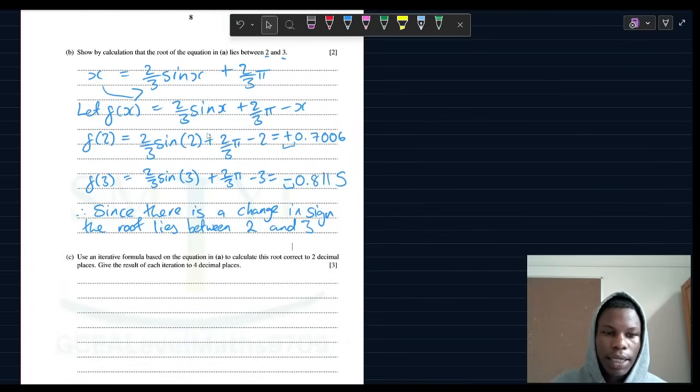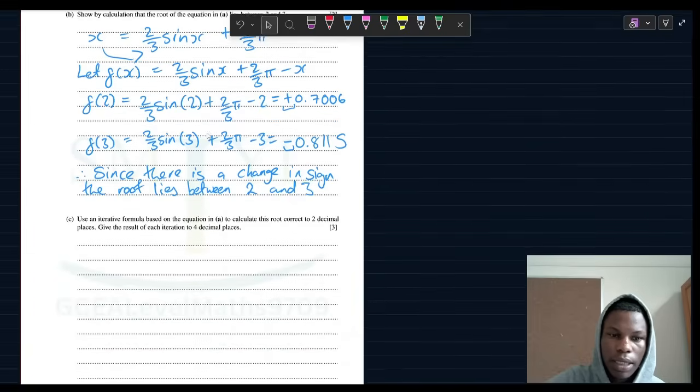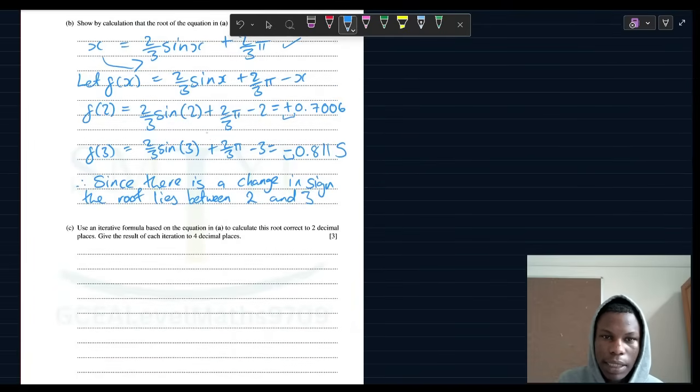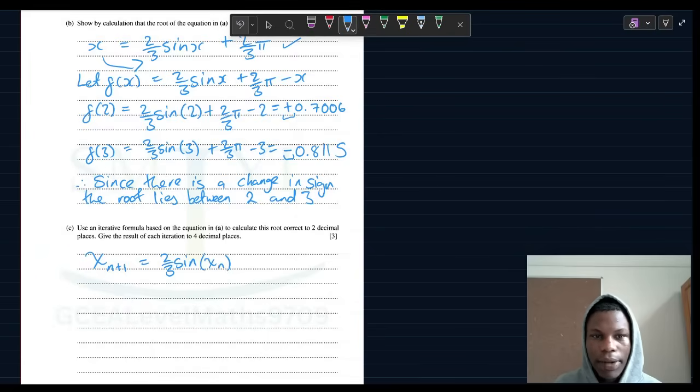Part C, use an iterative formula based on the equation in A to calculate this root, correct to 2 decimal places. Give the result of each iteration to 4 decimal places. Okay, so the equation from part A is that equation there, and we want to convert that into an iterative formula. So the x on the left becomes x(n+1) is equal to 2/3 sine of, wherever there's an x on the right, you're going to put x(n), plus 2 over 3 pi.